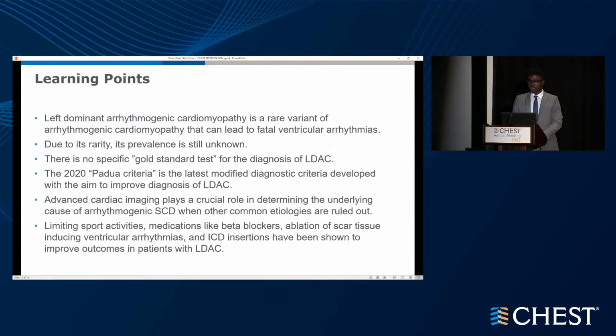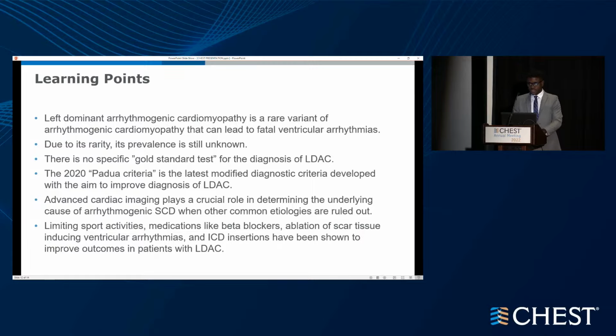And the reason why we also thought about it was there was a study done by Dr. Felix in Spain, in which they noticed about 93% of patients that had this subepicardial fibrofatty infiltration with left gadolinium enhancement actually did have left dominant arrhythmogenic cardiomyopathy that was specific to the left ventricular wall.